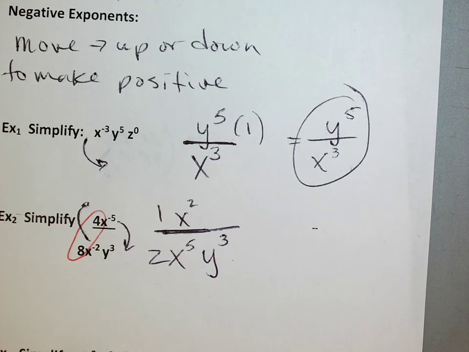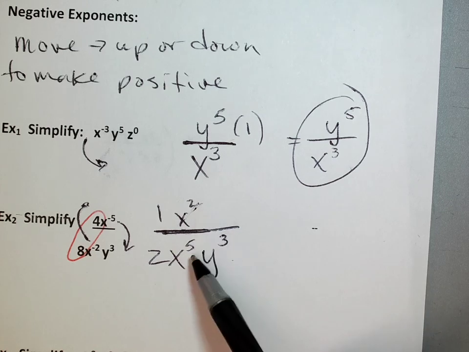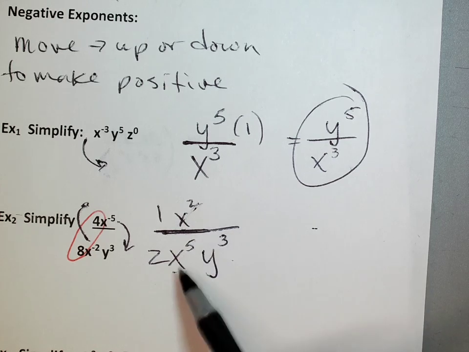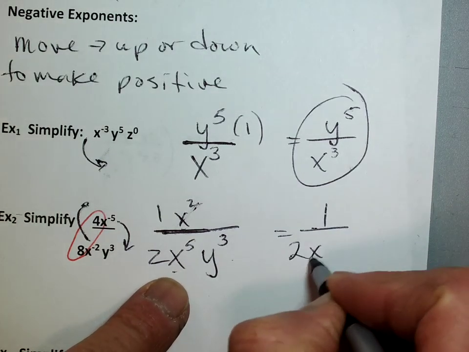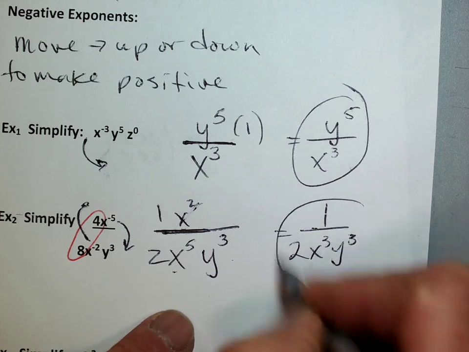I could have. Let me write it down. So now I've got one more thing to do. Anybody see what I can do? Simplify the x's. Yes, you're right. So 2 of these x's should cancel 2 of these x's, correct? So I should wind up with a 1 over a 2x to the 3rd, y to the 3rd. Okay?